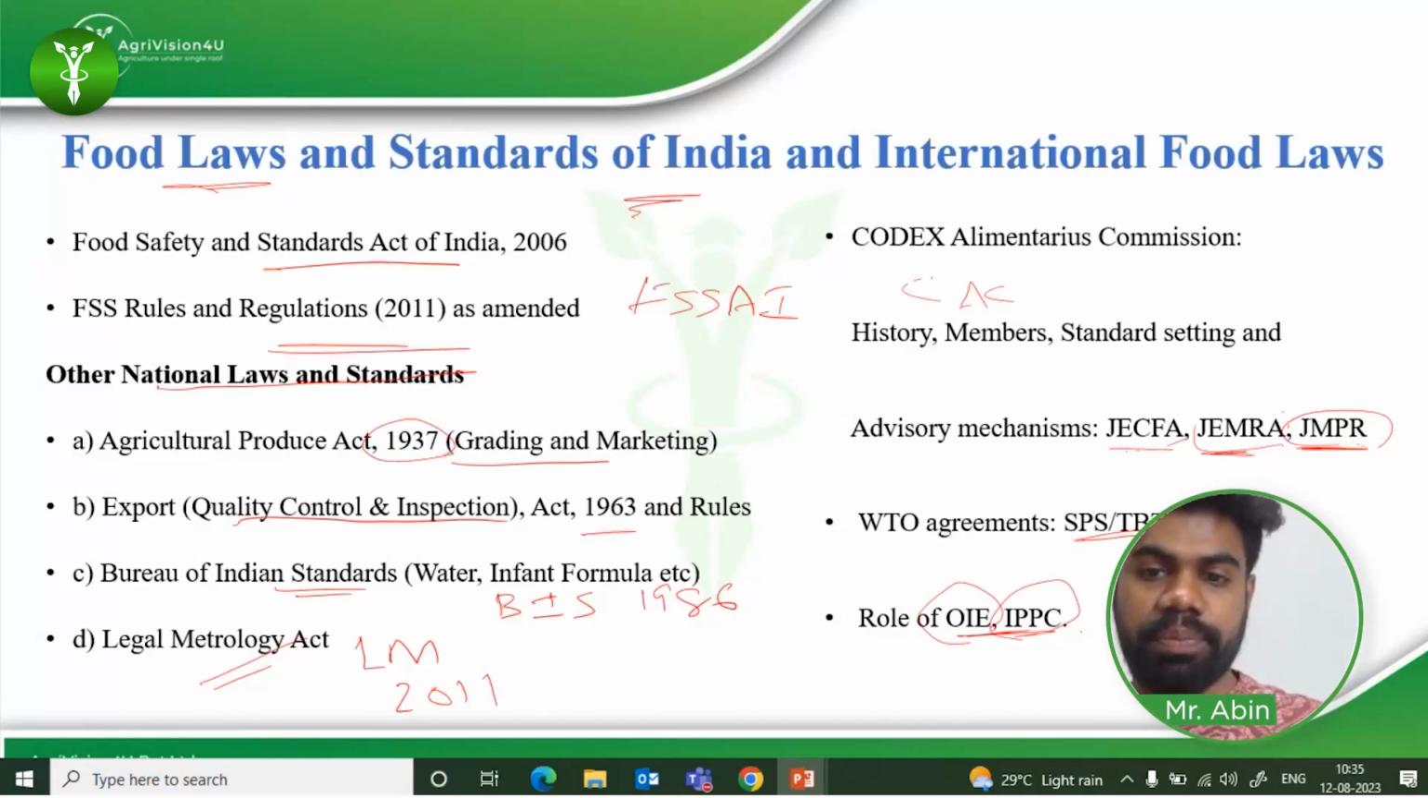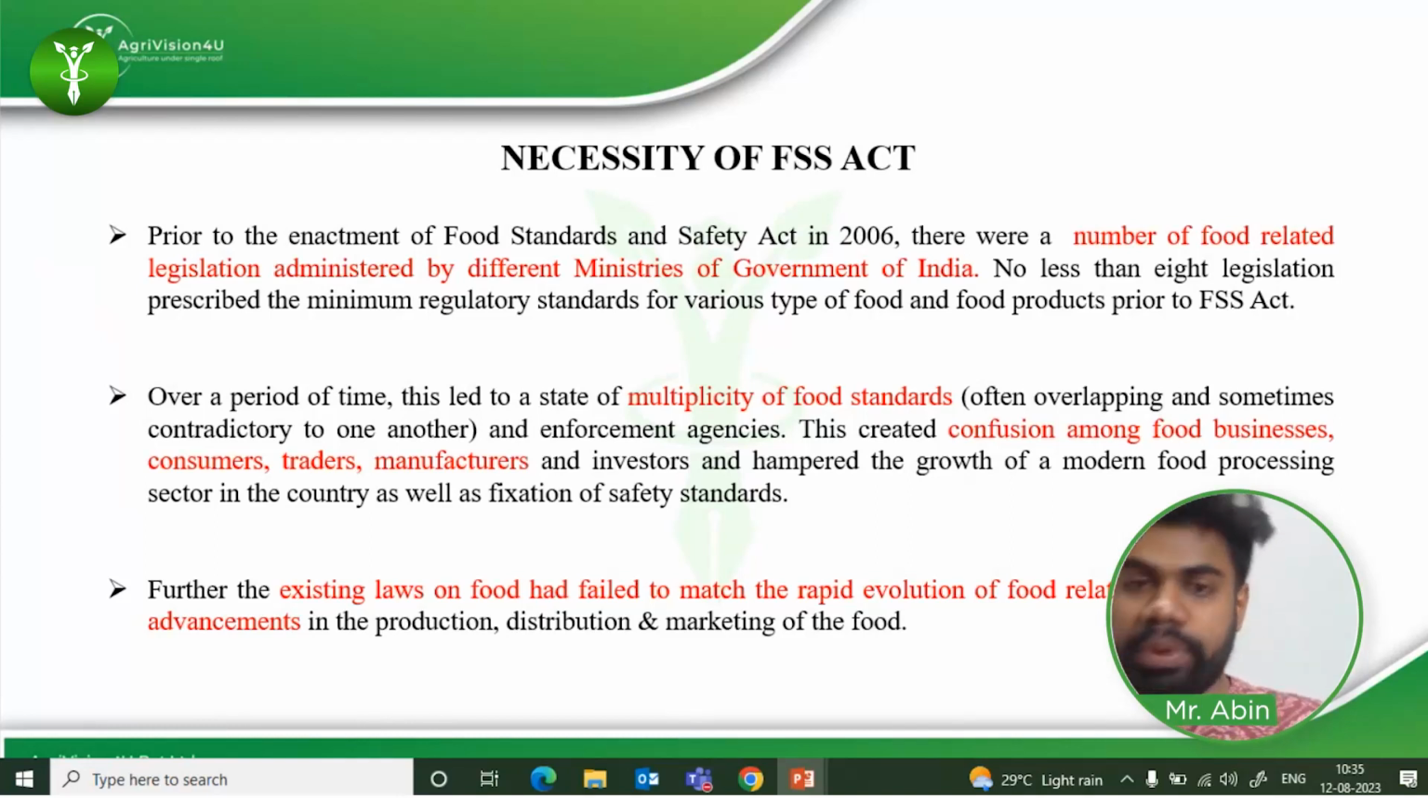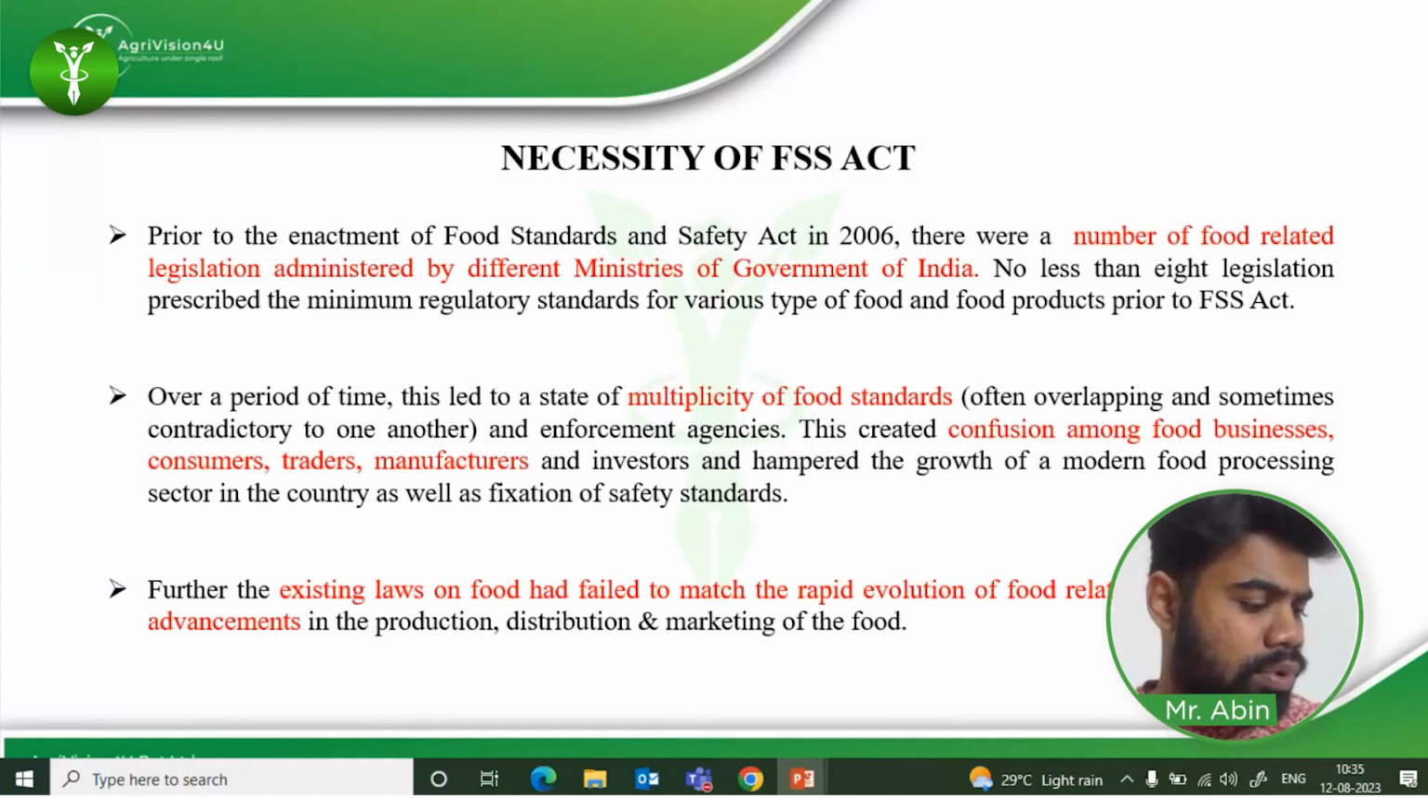I have already told you we will be covering it in four parts. So today, in the first topic, we will be seeing FSS Act. As you all know, FSS Act came into existence in 2006. So think about the necessity of FSS Act, why it came.